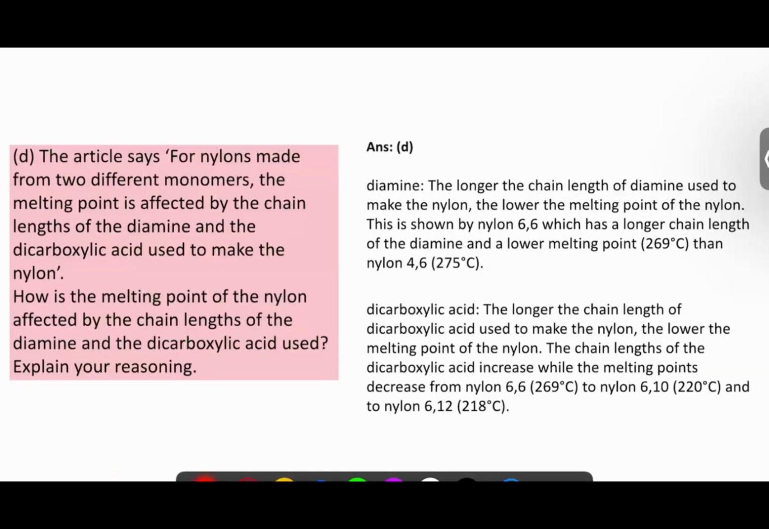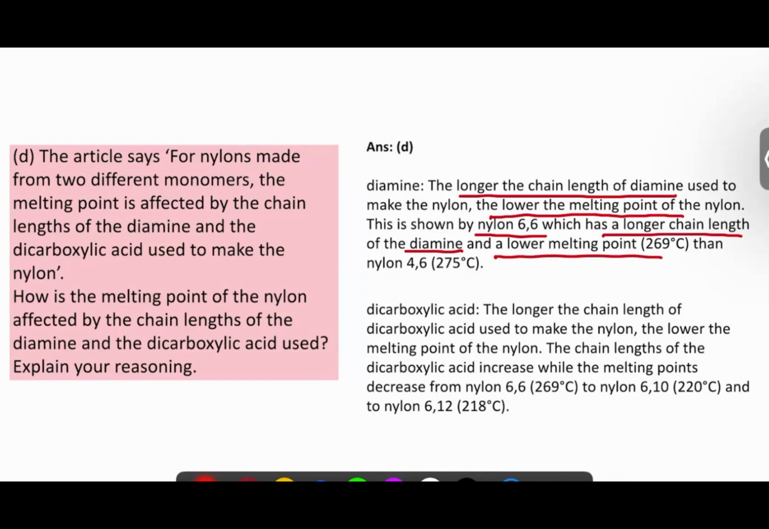So how does the length of the diamine affect the melting point? The longer the chain of the diamine used to make the nylon, the lower the melting point. This is shown by nylon 66. We have a longer chain of diamine, lower melting point.